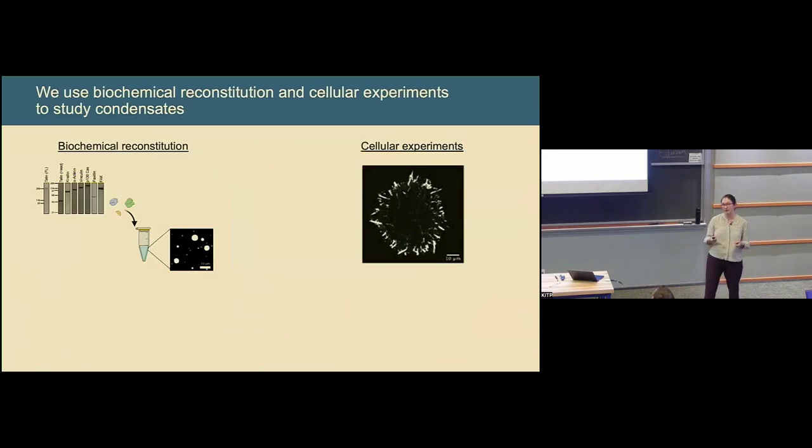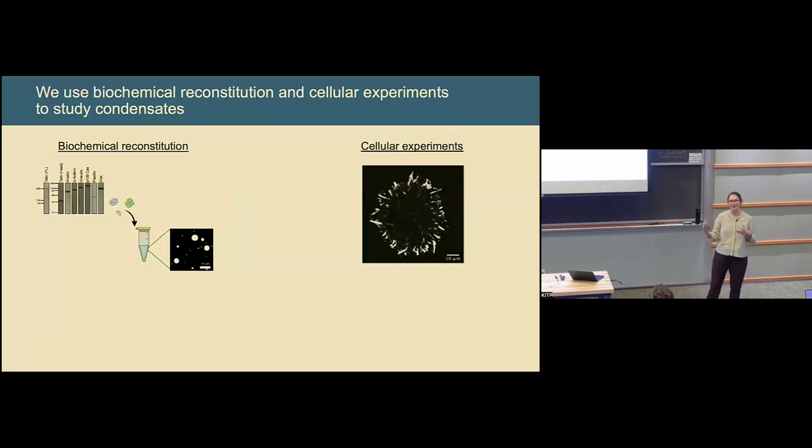So I'm an experimental biologist, and in my lab we use a combination of biochemical reconstitutions and cellular experiments to study condensates, and we're particularly interested in the role that condensates may play in regulating signal transduction in mammalian cells. So with biochemical reconstitution, these are very minimal, simple systems. We're purifying proteins from E. coli or insect cells. We're putting them in test tubes and we're observing what happens.